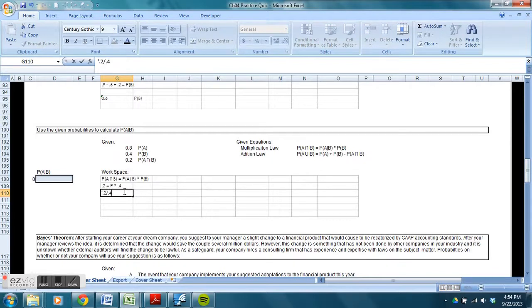And I'm just going to steal this right here and put that guy right there. So the probability of A given B is going to equal our 0.2 divided by 0.4, which is 0.5. Set that equal. I'll make this a little prettier. There we go.